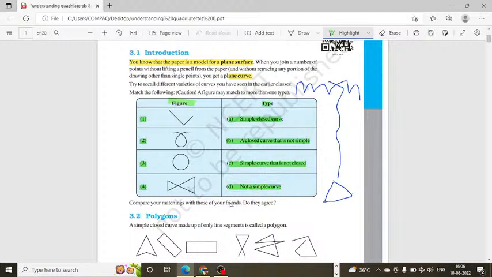Your simple closed curve, which you can see here, which is closed from all sides, is our. Let me just change the color of the pencil.